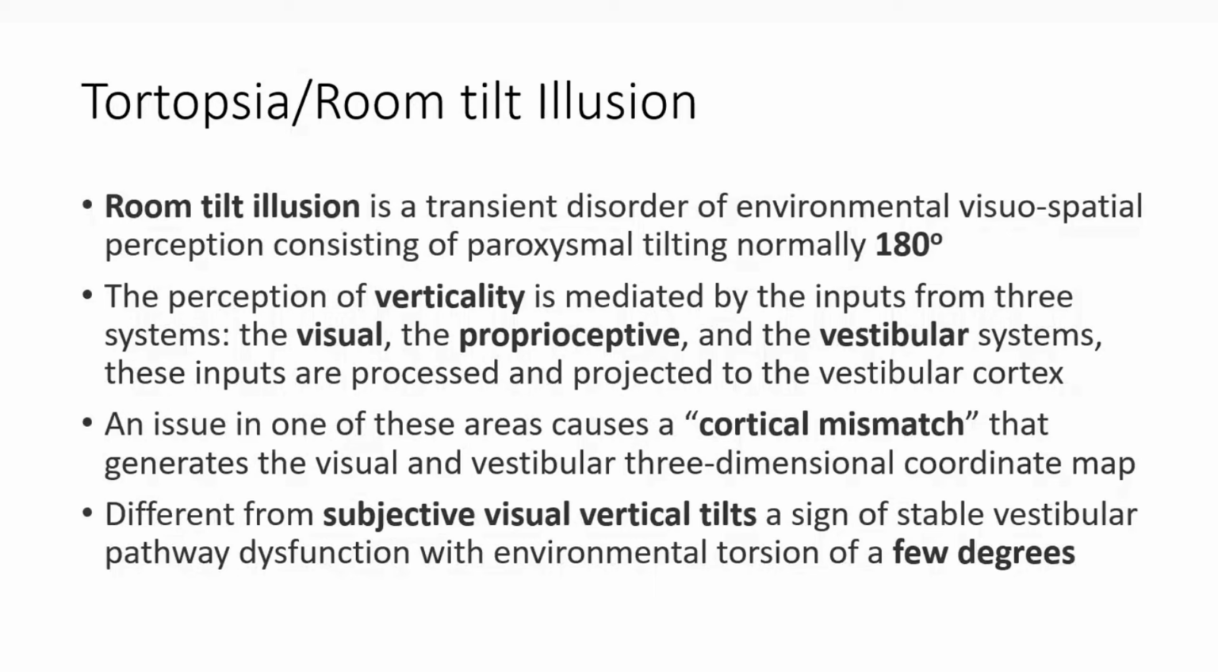It all relates to a problem of the patient's perception of verticality, which is inputted from three main systems: your visual, proprioceptive, and vestibular systems. When there's a problem with one of these three areas, the localization can be in any of them, and you get a cortical mismatch. The three-dimensional map that the cortex generates from these three areas gets mismatched and causes this phenomenon.